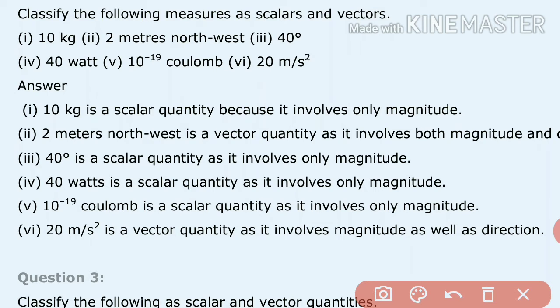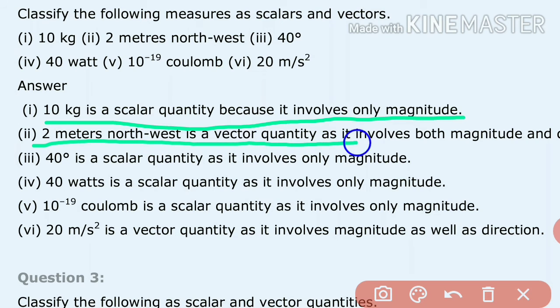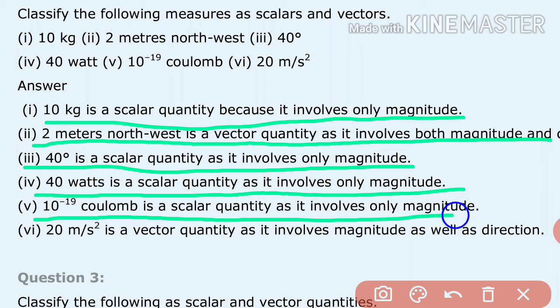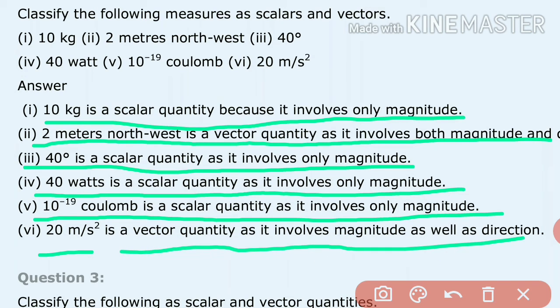Classify the following measures as scalar and vector. 10 kg is a scalar quantity because it involves only magnitude. 2 meter northwest is a vector quantity as it involves both magnitude and direction. 40 degree is a scalar quantity as it involves only magnitude. 40 watt is a scalar quantity as it involves only magnitude. 10 power minus 19 coulomb is a scalar quantity as it involves only magnitude. 20 meter per second square is a vector quantity as it involves magnitude as well as direction.